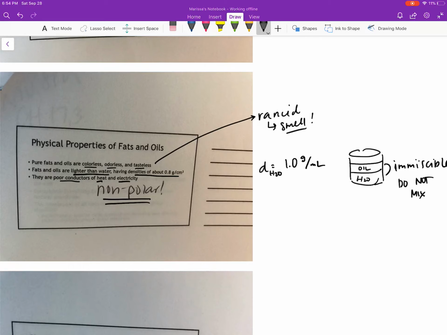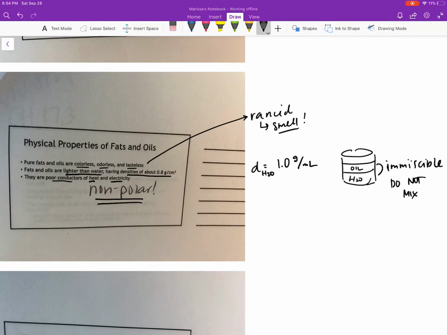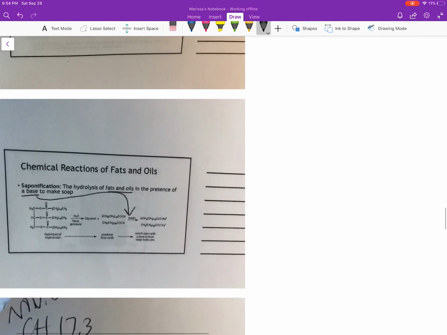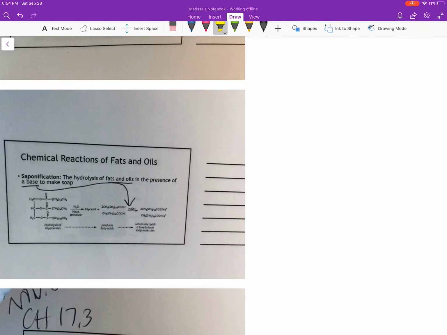All right, so one of the labs that we did, if you remember, was we made soaps and we tested their soaping ability. So that reaction is called saponification, which sounds very strange, but it is the hydrolysis of fats and oils in the presence of a base, which tends to be sodium hydroxide, NaOH, one of our strong bases, to make soap. Okay, so Sapling's going to ask you to draw something very similar, and this is kind of what it's wanting you to draw, but we did a lab on this.